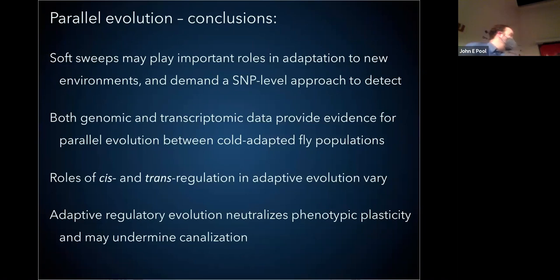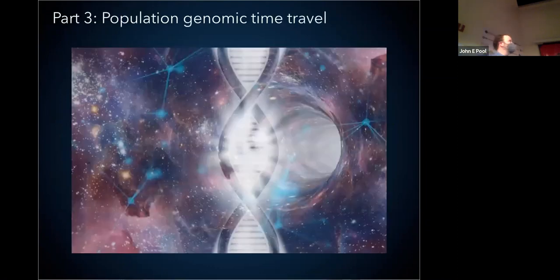To summarize what I've told you about in this part of the talk, we talked about the idea of soft sweeps and local adaptation requiring a SNP level approach to genetic differentiation. And we looked at both population genomic and transcriptomic data to look at evidence of parallel evolution between cold adapted fly populations. We found that either cis or transregulatory variation could play a leading role in adaptation depending on the population, and that adaptive evolution tends to neutralize the initial plastic changes in expression. So I want to save at least a few minutes here to tell you about the last little part of my talk, the time travel part.